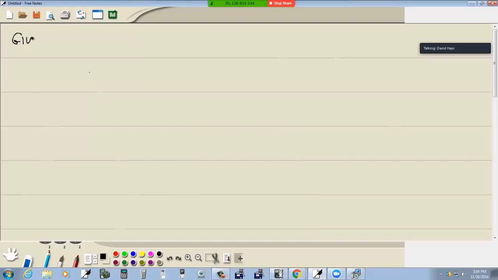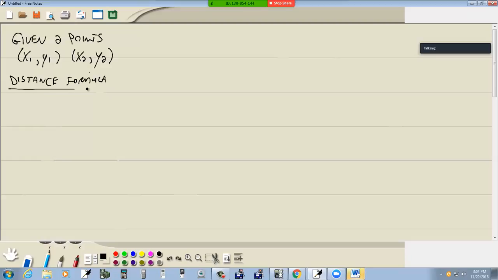Now, given 2 points, x1, y1, and x2, y2, we have the distance formula, which says d is equal to the square root of y2 minus y1 squared plus x2 minus x1 squared.